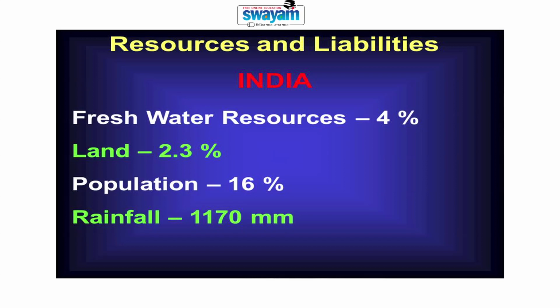It is 1170 millimeter. Now, using these resources, we have to feed our population, to the tune of 16% of the world population, which is a big challenge, and it can only be possible by using modern irrigation methods.